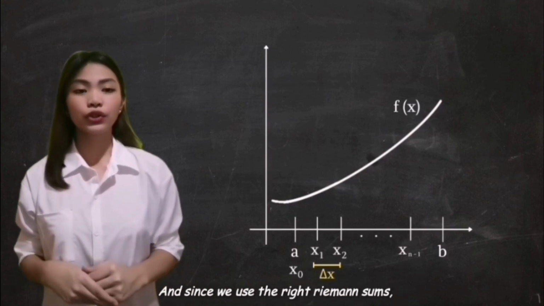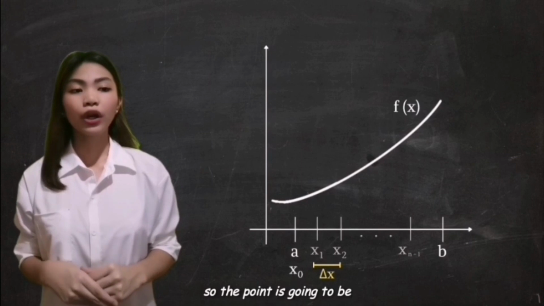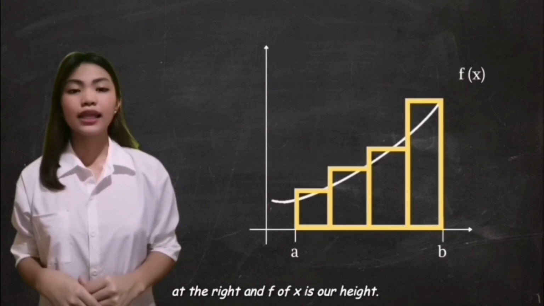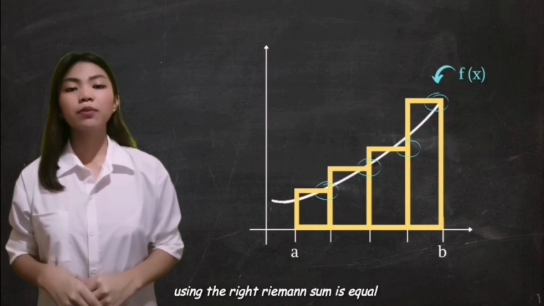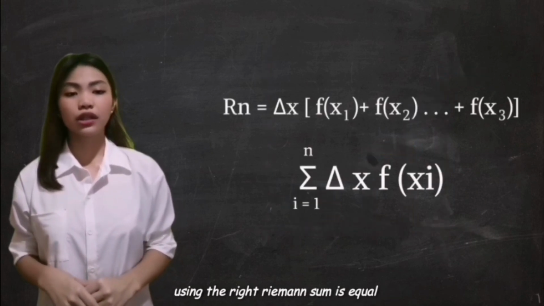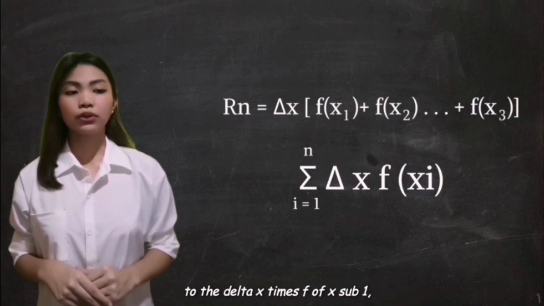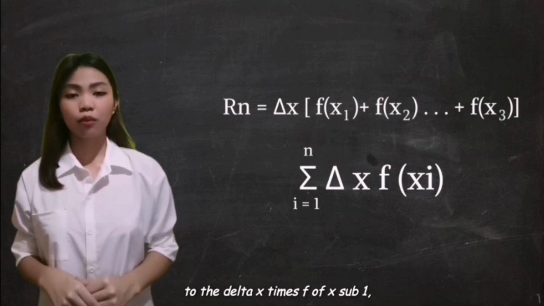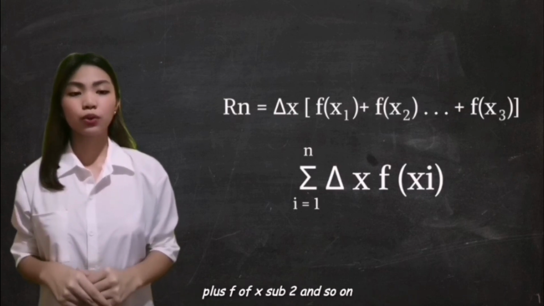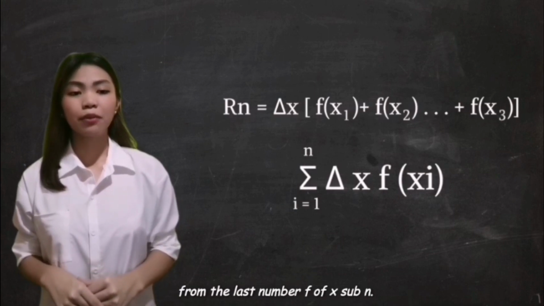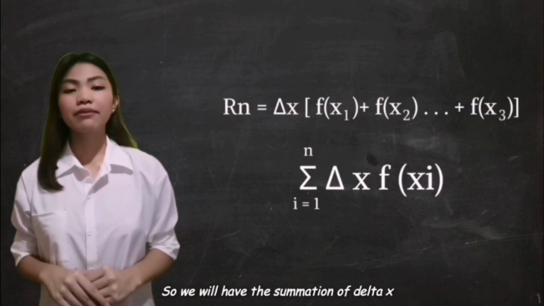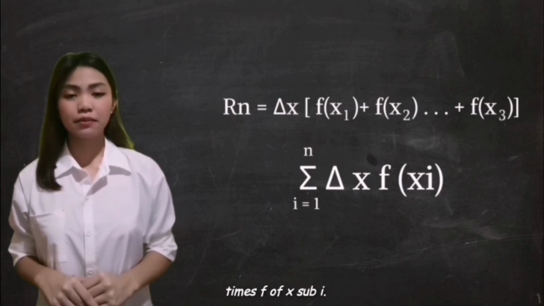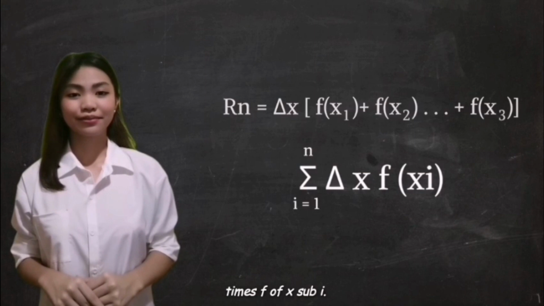And since we use the right Riemann sum, the point is going to be at the right, and f of x is our height. We will come up to the process of the area using the right Riemann sum, which is equal to delta x times f of x sub 1 plus f of x sub 2, and so on until the last, f of x sub n. So we will have the summation of delta x times f of x sub i.